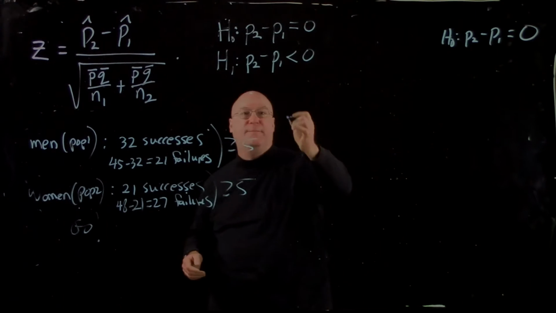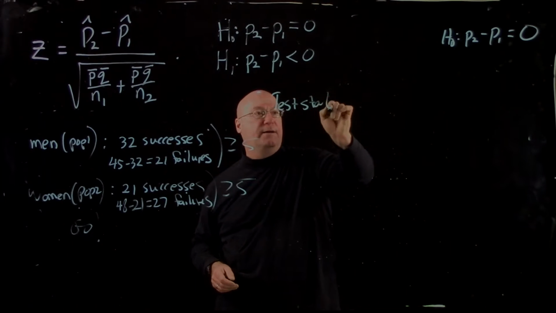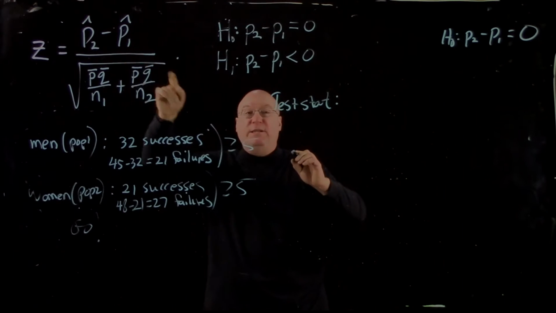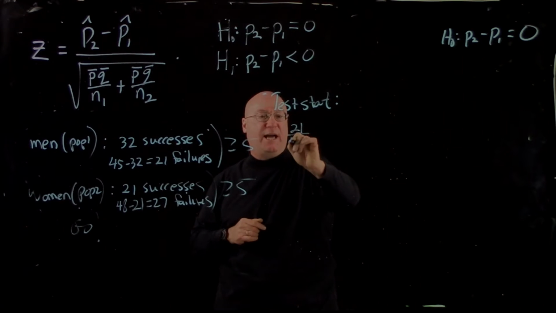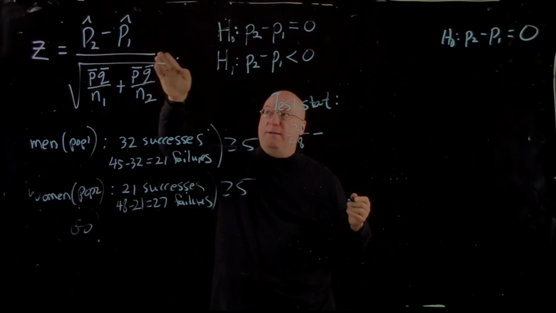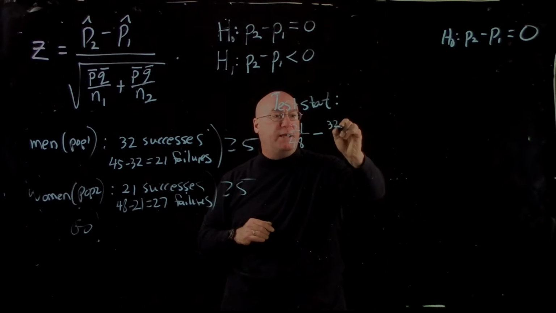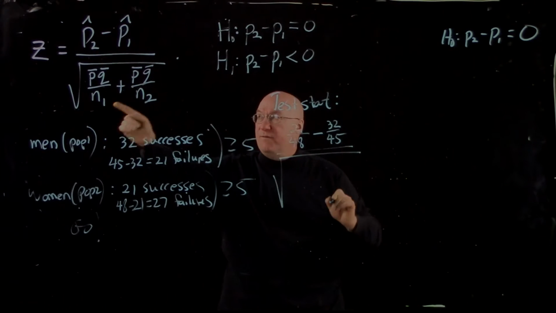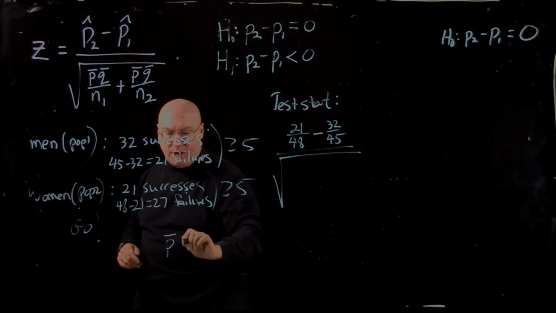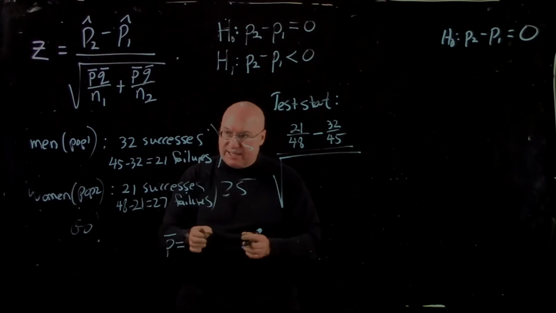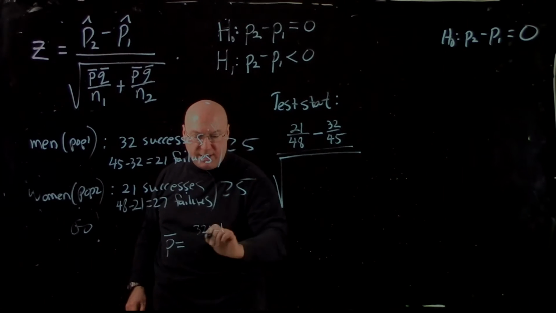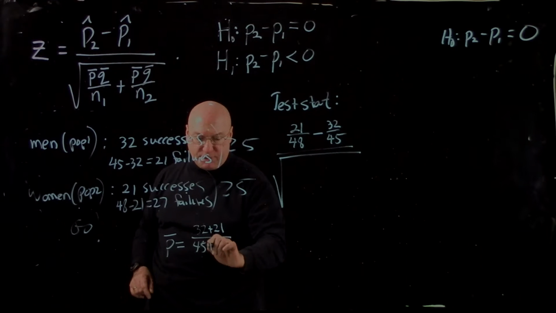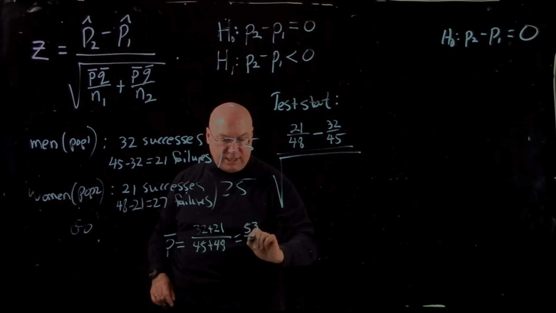Okay, what's the test statistic? There it is in symbols, and let me just plug in. So we have P2 hat is 21 women liked it out of 48, minus P1 hat, which is 32 men out of 45 liked it, divided by the square root of, well, we don't have P bar yet. P bar, remember what it is? We add the successes up. It's 32 plus 21, and we divide by the sum of the total in each sample, which is 45 plus 48. So we end up with 53 over 93.